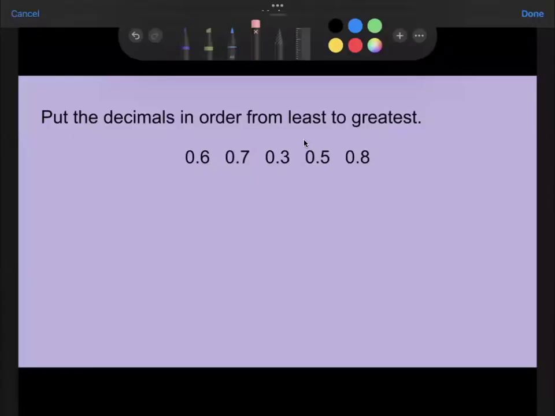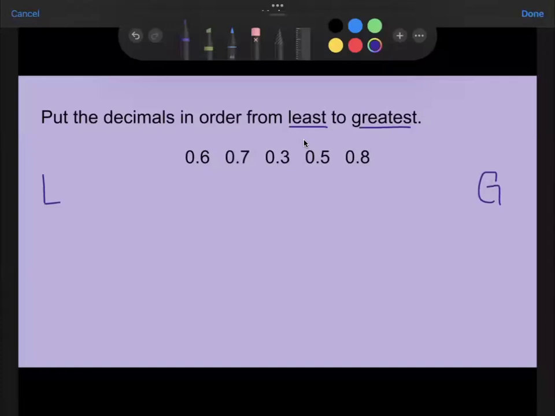Okay, here is our first one. We're going to put this one in order from least to greatest. So what we're going to do is put an L over here for least and a G over here for greatest. I like to put the L and the G in the right spots. That way, when I'm making my list, it kind of keeps me on track.